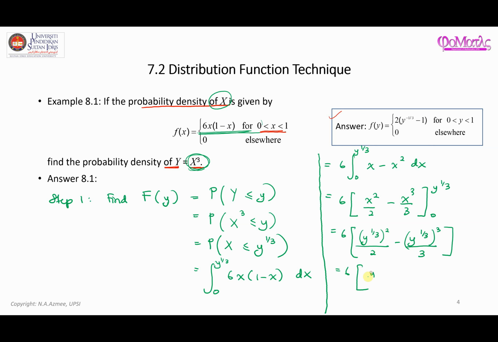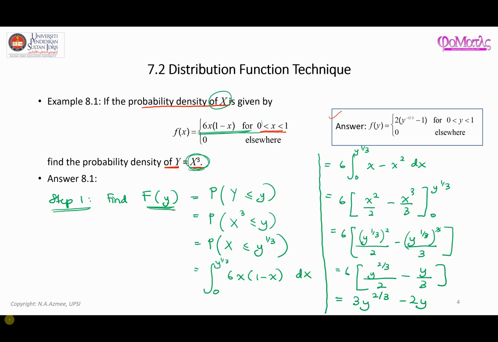So here it becomes y to the 2 over 3 over 2 minus, you can get rid of 3, so y over 3, which can be simplified as 3y to the 2 over 3 minus 2y. So that is the first step of finding big F, the distribution function for y. Now the second step is we're going to use this function in order to get the PDF. So we're going to differentiate the result and you will get the PDF. Step 2.